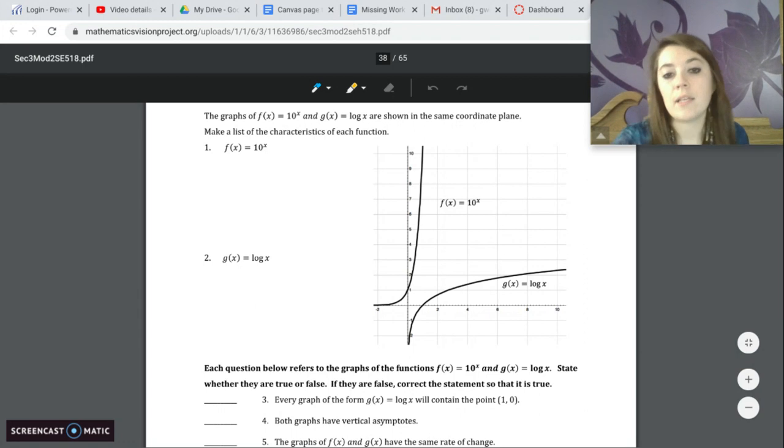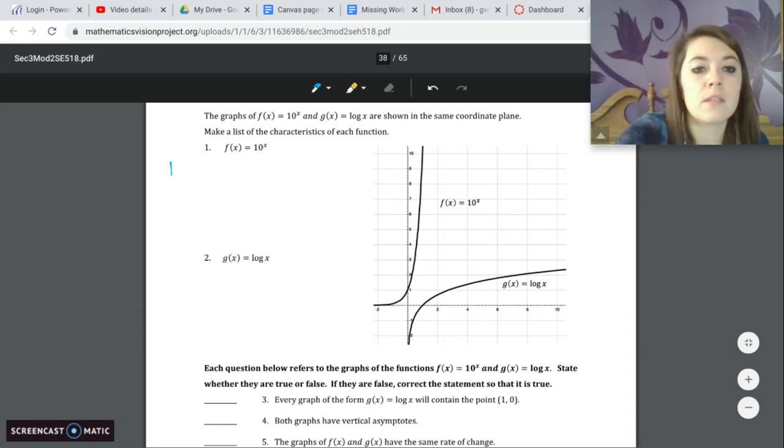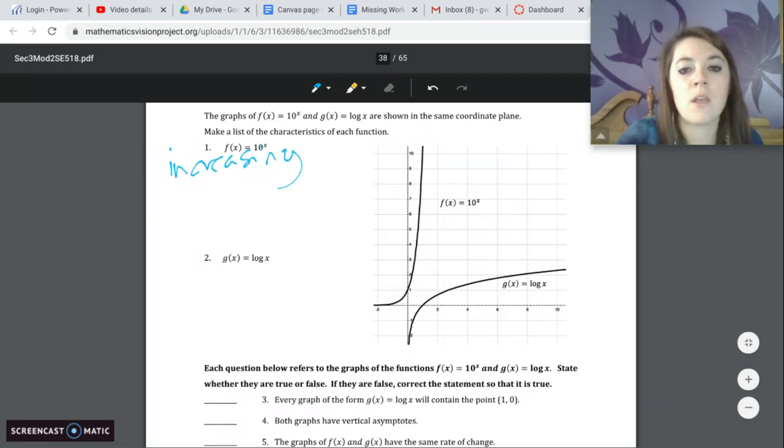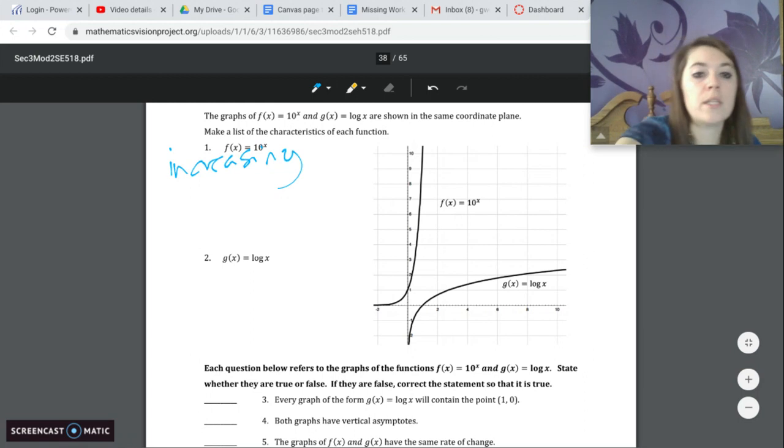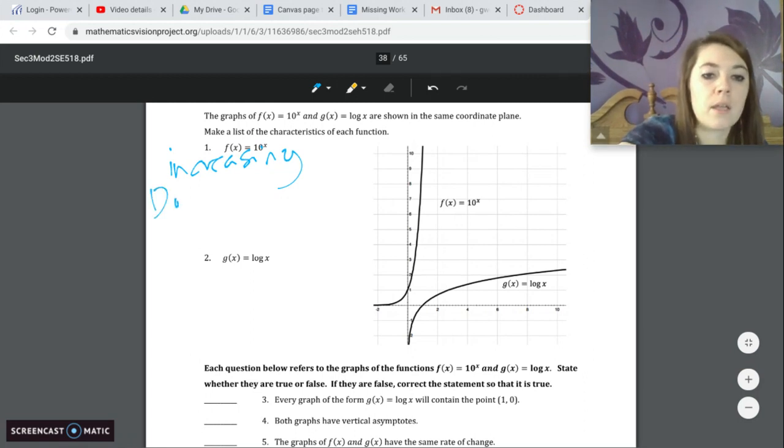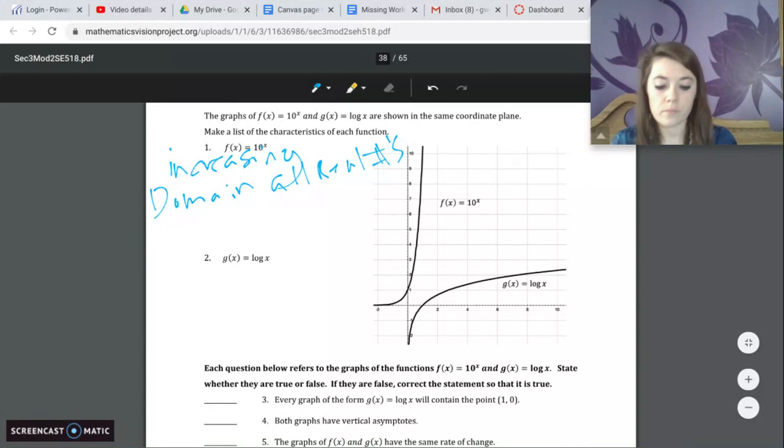Well, if we look at it, is it increasing or is it decreasing? It's increasing. What else do we know about it? What about its domain? Do we know anything about its domain? Should be all real numbers. So domain, all real numbers. We also know its range.